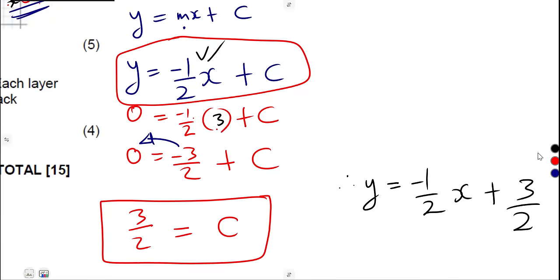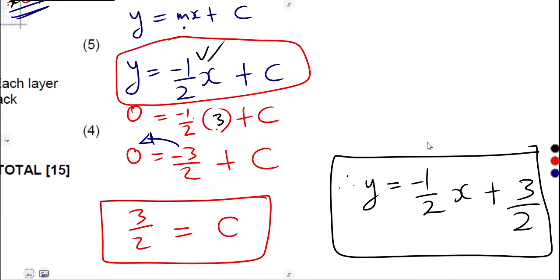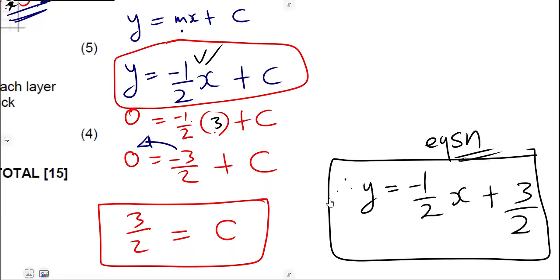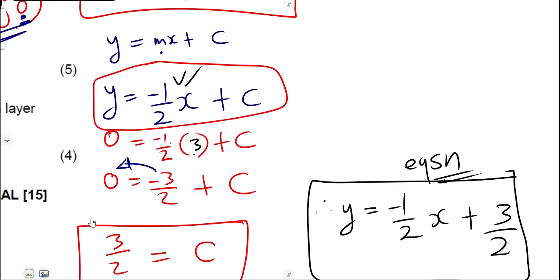3 over 2. There is our equation as given. In that question, it was to determine the equation, guys. 3 over 2, you can also write this one as 1.5. In place of that 3 over 2, it is the same as 1.5. Okay? Yeah, it can be like that. Gradient, then you determine the equation.